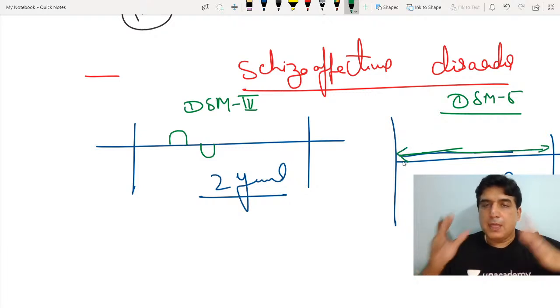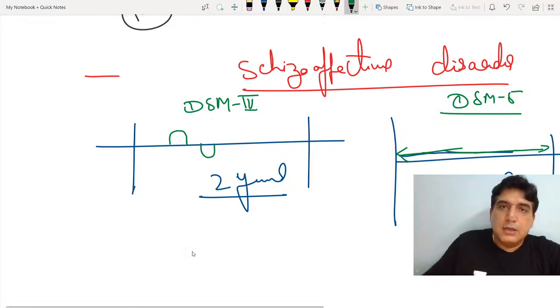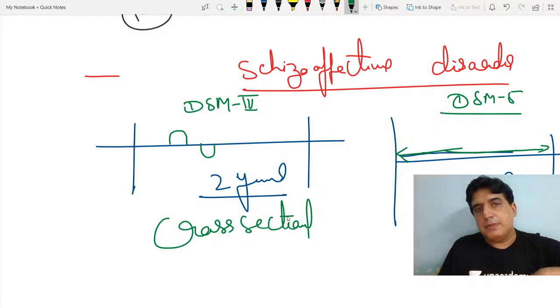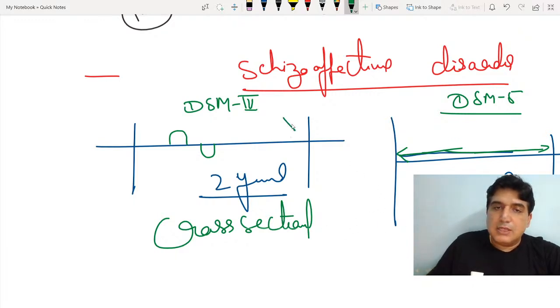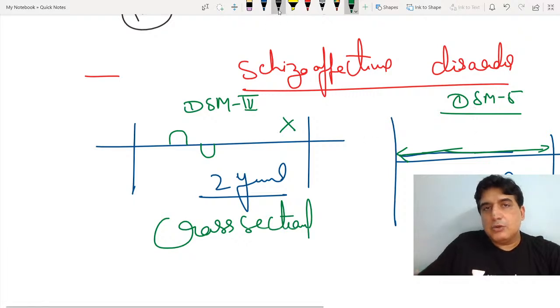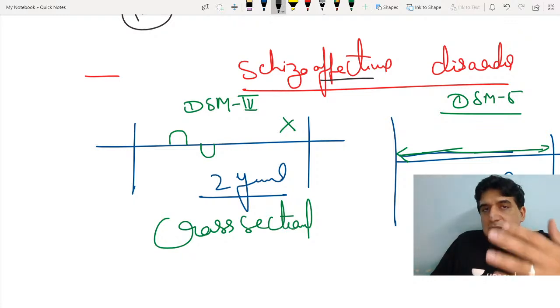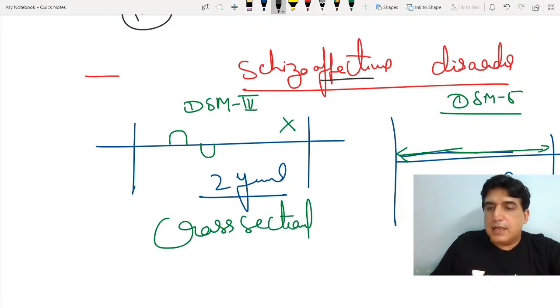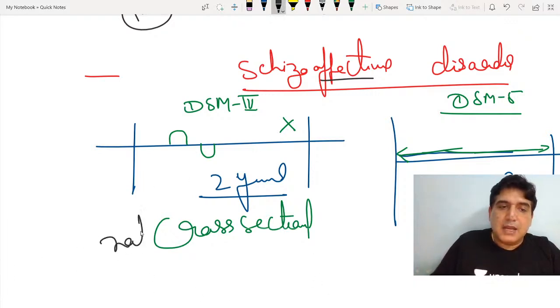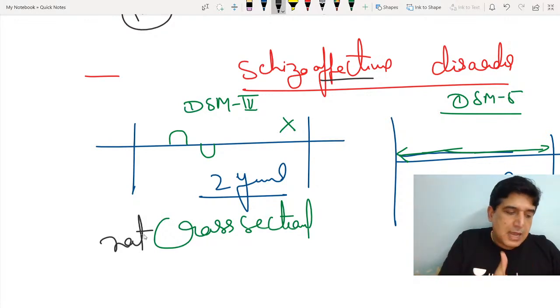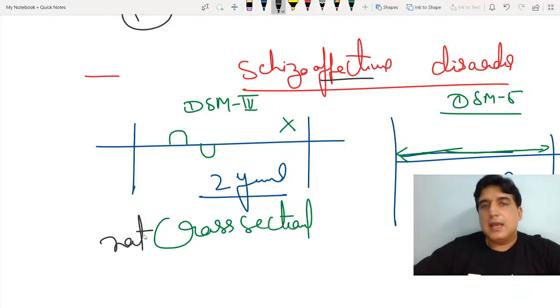So what I am trying to say is that in schizoaffective disorder, before we were making this diagnosis cross-sectionally, that once we have any manic or depressive episode, we could call it schizoaffective. Now we say no, we can't call it schizoaffective disorder. DSM-5 says to call it schizoaffective, the affective symptoms, depressive or manic, should be of almost the same duration as the schizophrenia symptoms. So schizoaffective disorder is longitudinal. It is not cross-sectional. We have to make the diagnosis longitudinally.